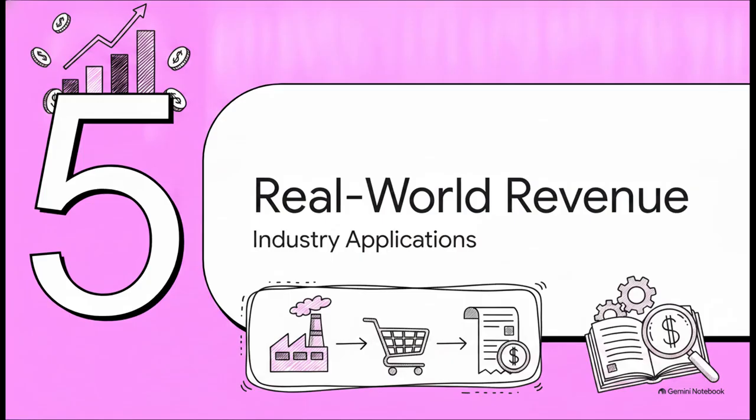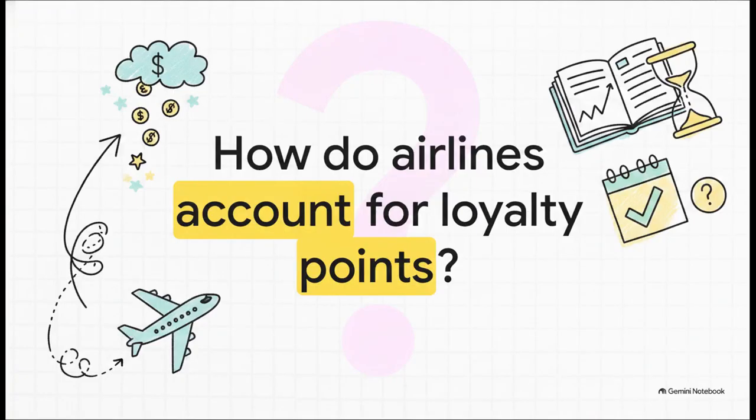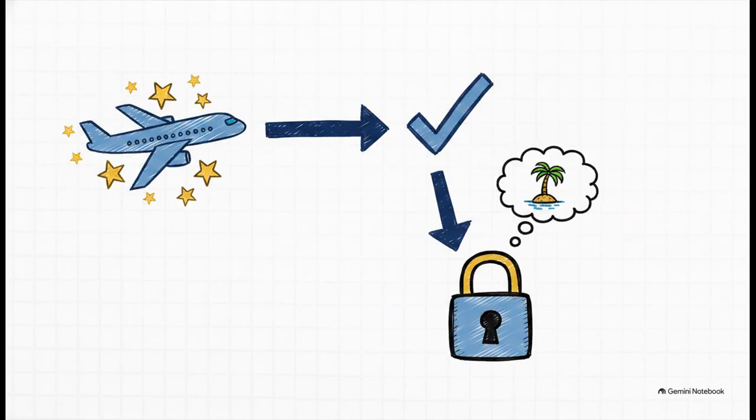Let's bring it all together in Part 5, Real-World Revenue. Let's test this out with a real-world scenario. Imagine you drop $1,000 on a flight, and you get 5,000 frequent flyer points as a perk. Let's apply our 5 steps. When an airline sells you that ticket, do they get to recognize all that cash as revenue for the flight on day 1? Well, under AASB 15, the actual flight and those loyalty points are distinct. That's step 2. Because they're distinct, the airline has to split that $1,000 transaction price based on their standalone selling prices, and that's step 4.